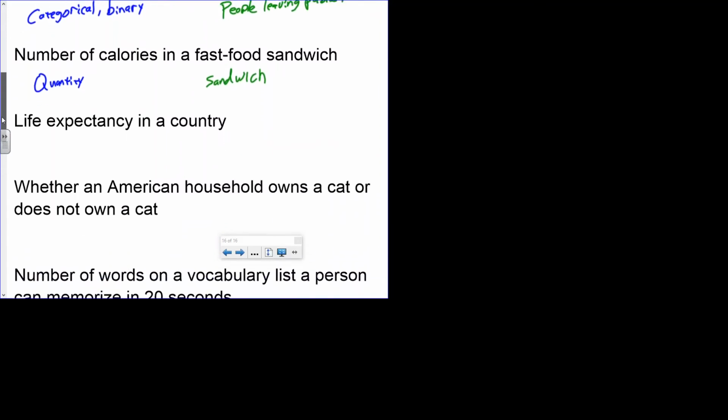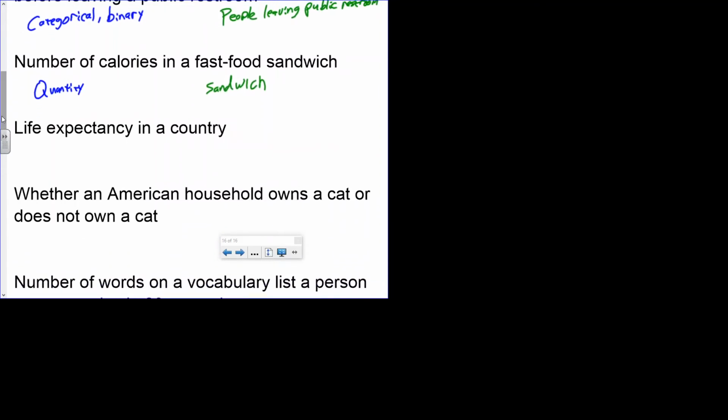Next one, life expectancy in a country. So life expectancy we denote with a certain number of years. So that should be quantitative up there. Let's fix that. So let's have quantitative here.